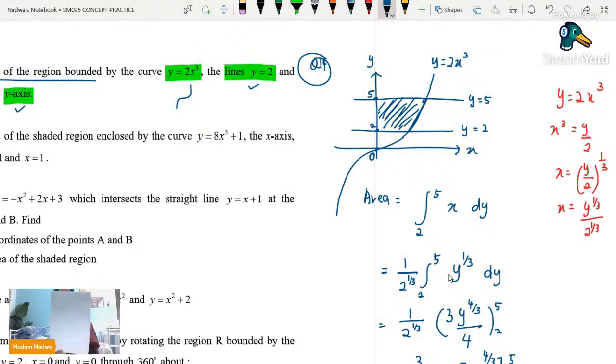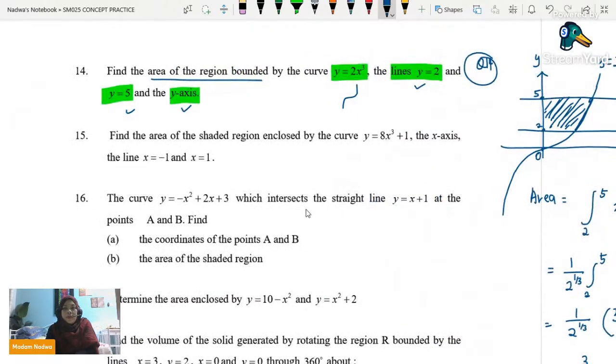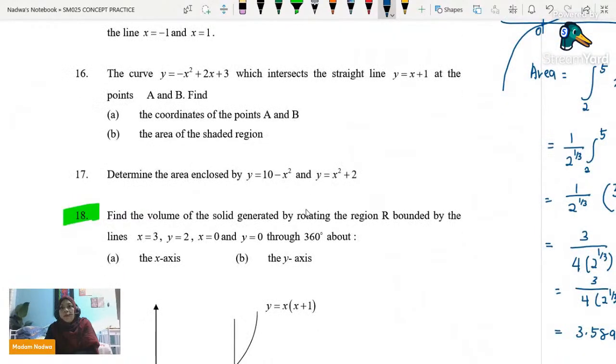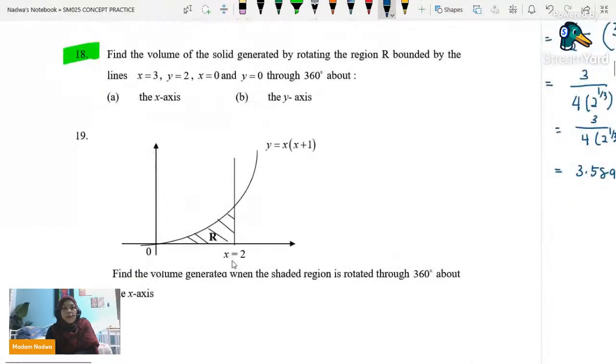Saya dah buat, dan lepas awak habis tengok ni, boleh minta lah, saya akan hantar dekat dalam Telegram. Kalau saya lupa pagi nanti, tolong ingatkan lah untuk saya hantar solution question 14. Alright, so this is area, so very easy. Actually if you can sketch the graph, dan boleh nampak kawasan area tu kat mana. Alright, the next one is question 18.